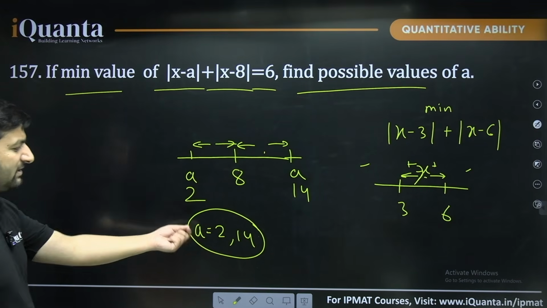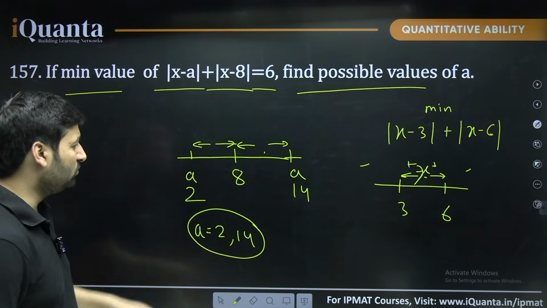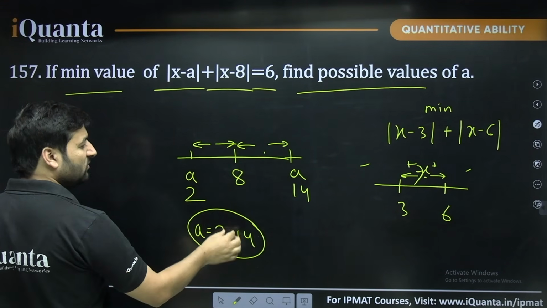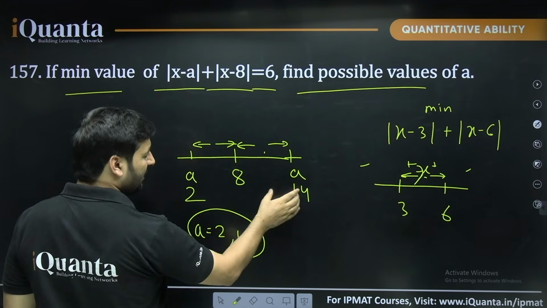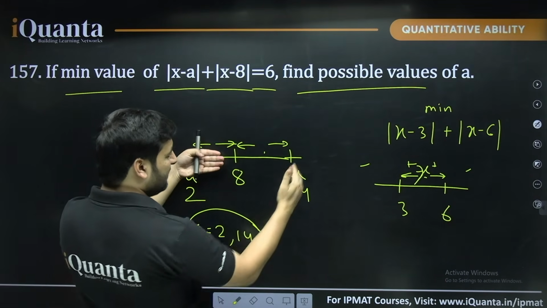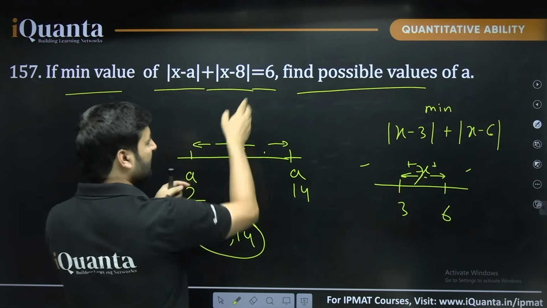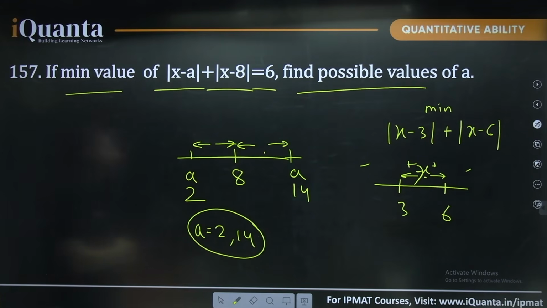And you can even check this. You can take a equals 2, then what happens? The distance between 2 and 8, x will lie here, it will be 6 only. And if you take a equals 14, forget this part now, a is 14. So what is the minimum value of |x - 8| + |x - 14|? That is equal to 6 only. I hope that is clear.